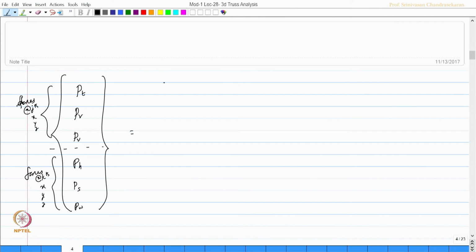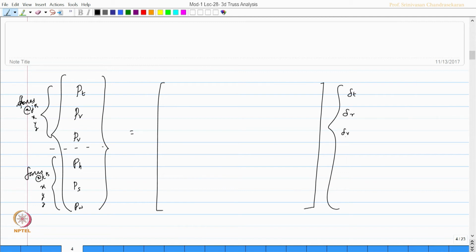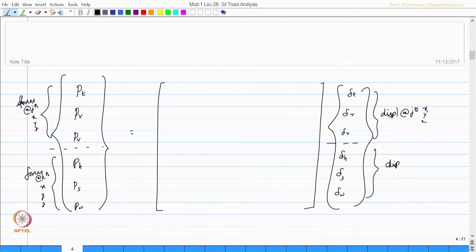which will be equal to the stiffness matrix connecting these displacements delta t, delta r, delta v, delta h, delta s, delta w. So, these are displacements at jth end at x, y, and z. These are displacements at kth end at x, y, and z. Connecting will be a stiffness matrix. This is 6 by 1, this is 6 by 1. So, this has got to be 6 by 6.